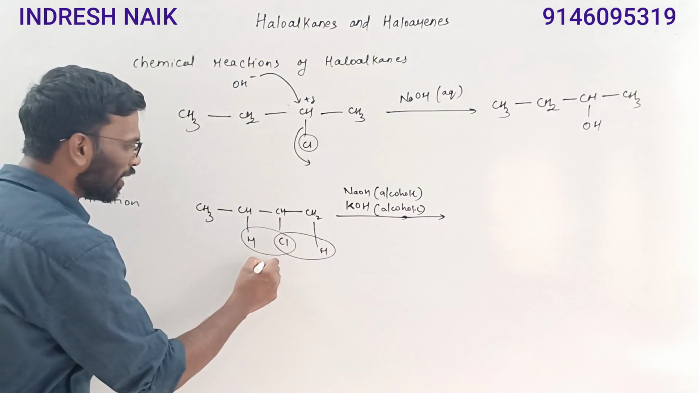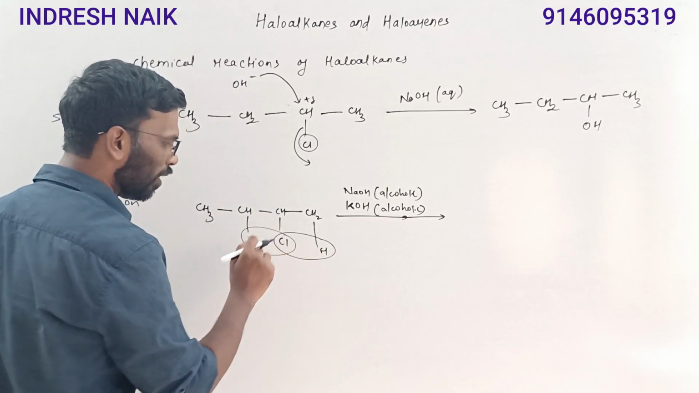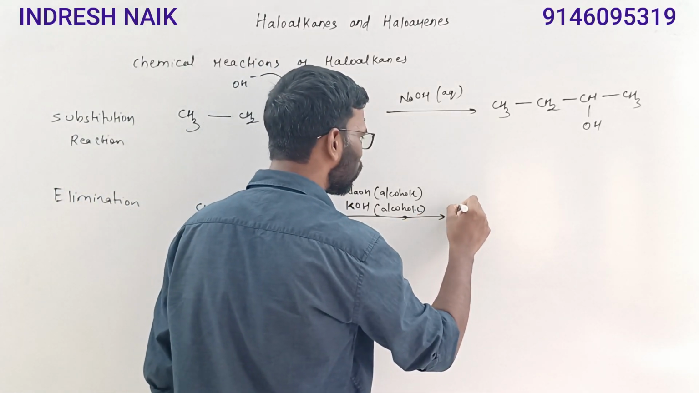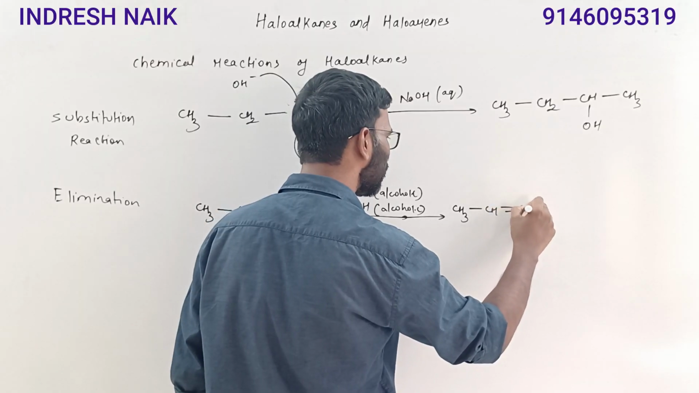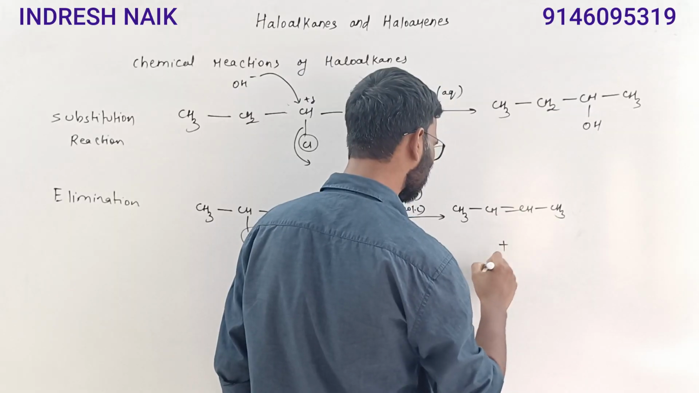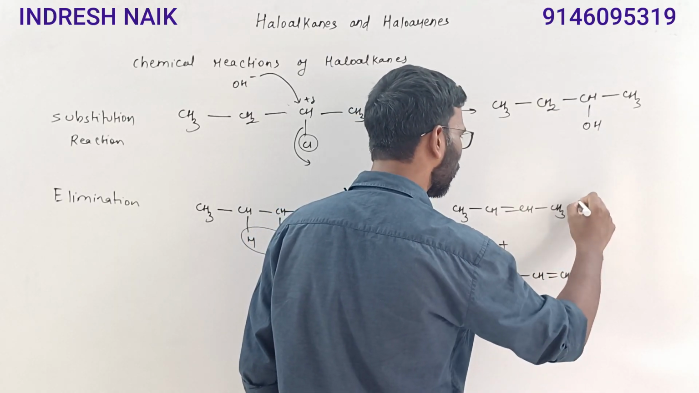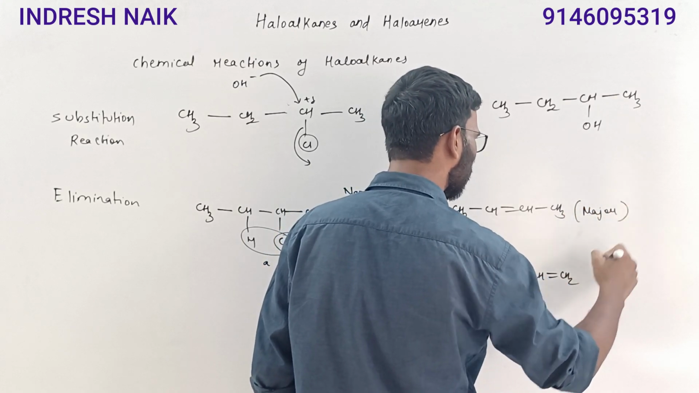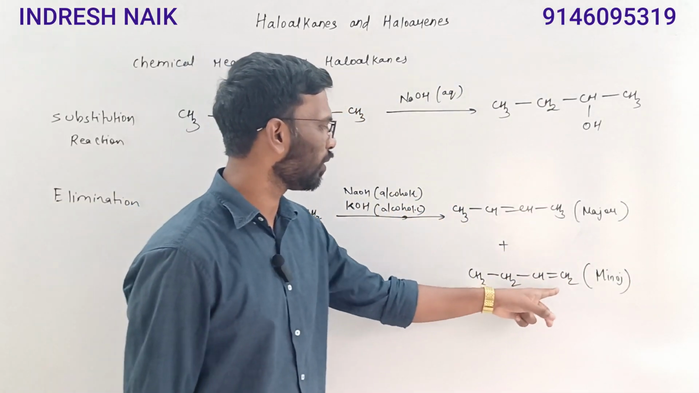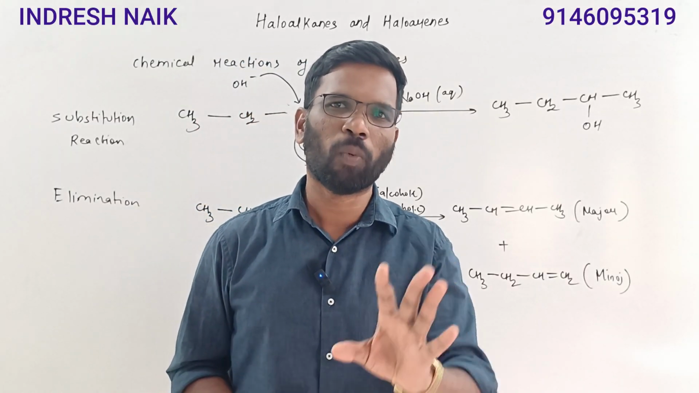So in elimination, if H and Cl are eliminated, a double bond will be formed over here, and if H and Cl are eliminated from the other side, a double bond will be formed over here. So there are two possibilities of the alkene in this case, right? So I'll write both the possibilities, CH and CH3, and the other is CH3, CH2, CH and double bond. This is the major product, this is the minor product. Okay, why is this the minor product? This is according to Saytzeff's rule: the more alkyl groups on either side of the double bond, the more stable the alkene.